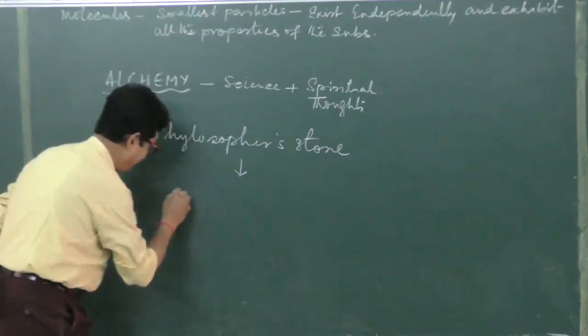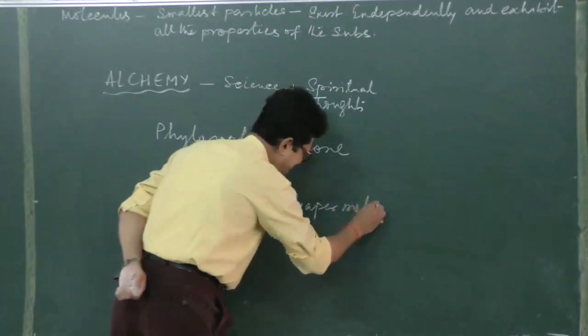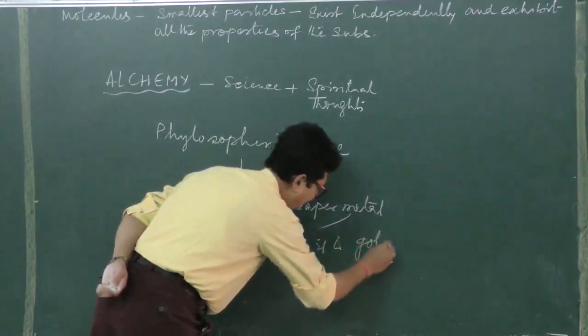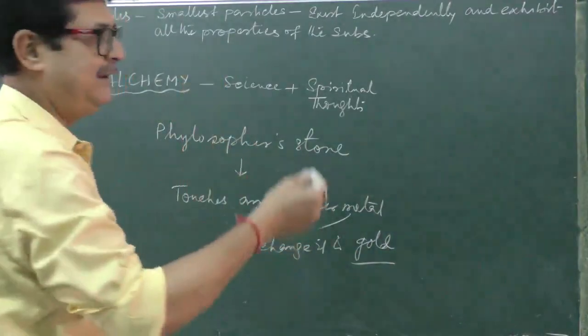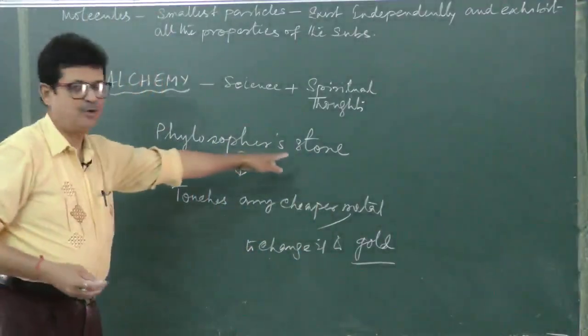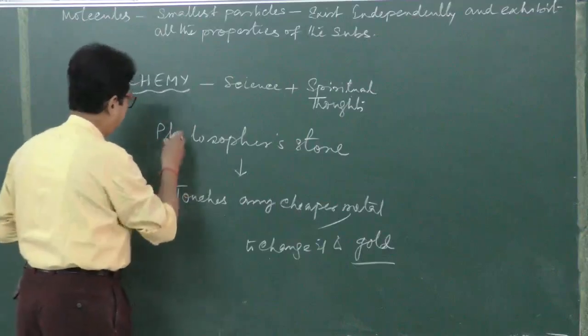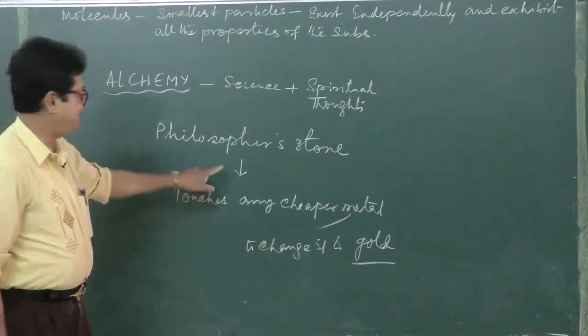What was the concept? Touching any cheaper metal to change it to gold. They thought there will be some liquid, a paste, a waxy thing, that philosopher's stone, they call it. That philosopher's stone is to take on the cheaper metal, and cheaper metal will change into gold. This touches any cheaper metal and that changes to gold. That was the concept.